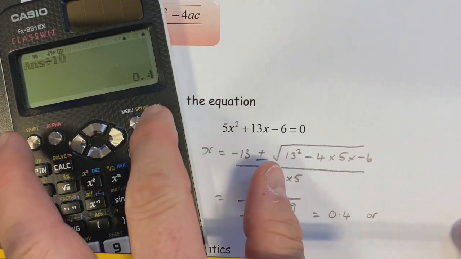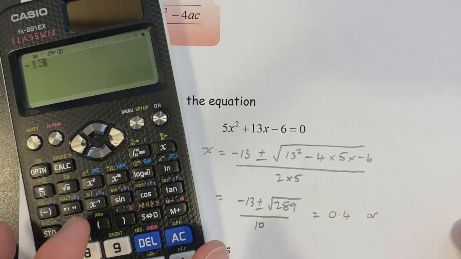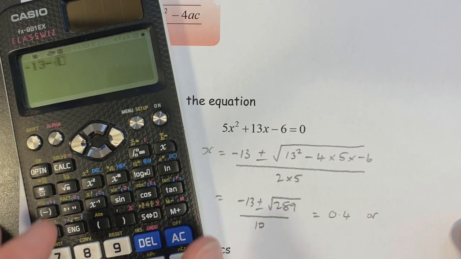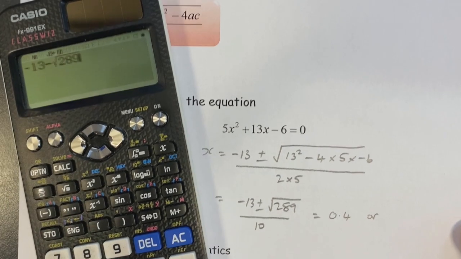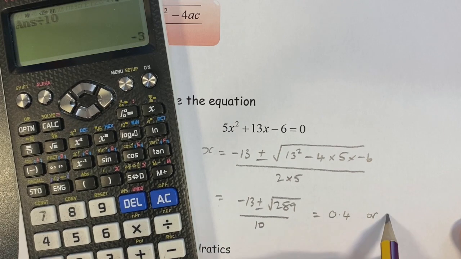Repeat the same maths, but with the minus sign now. So minus 13, take the square root of 289 equals, and then divide by 10, and that gives you minus 3. So they're the two answers to that question.